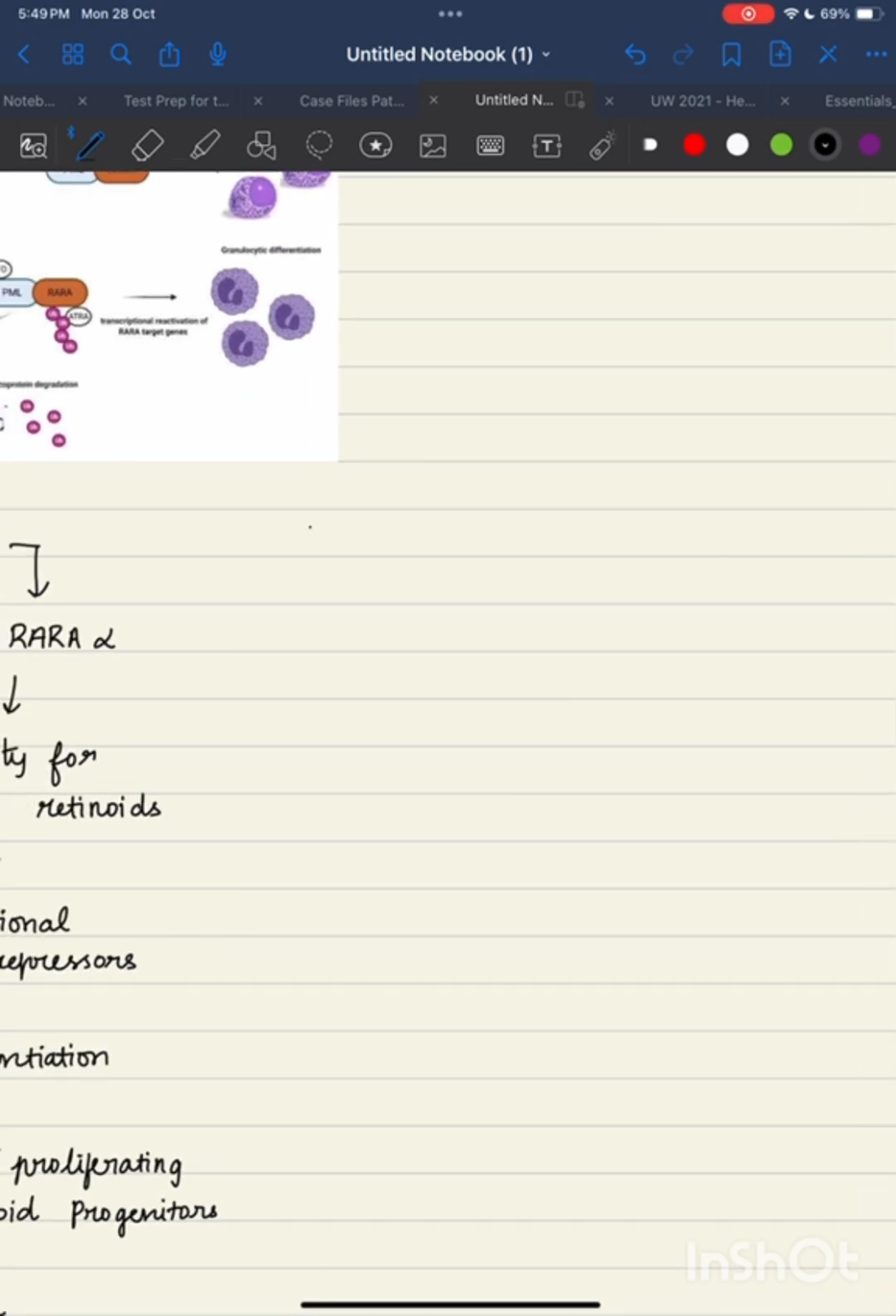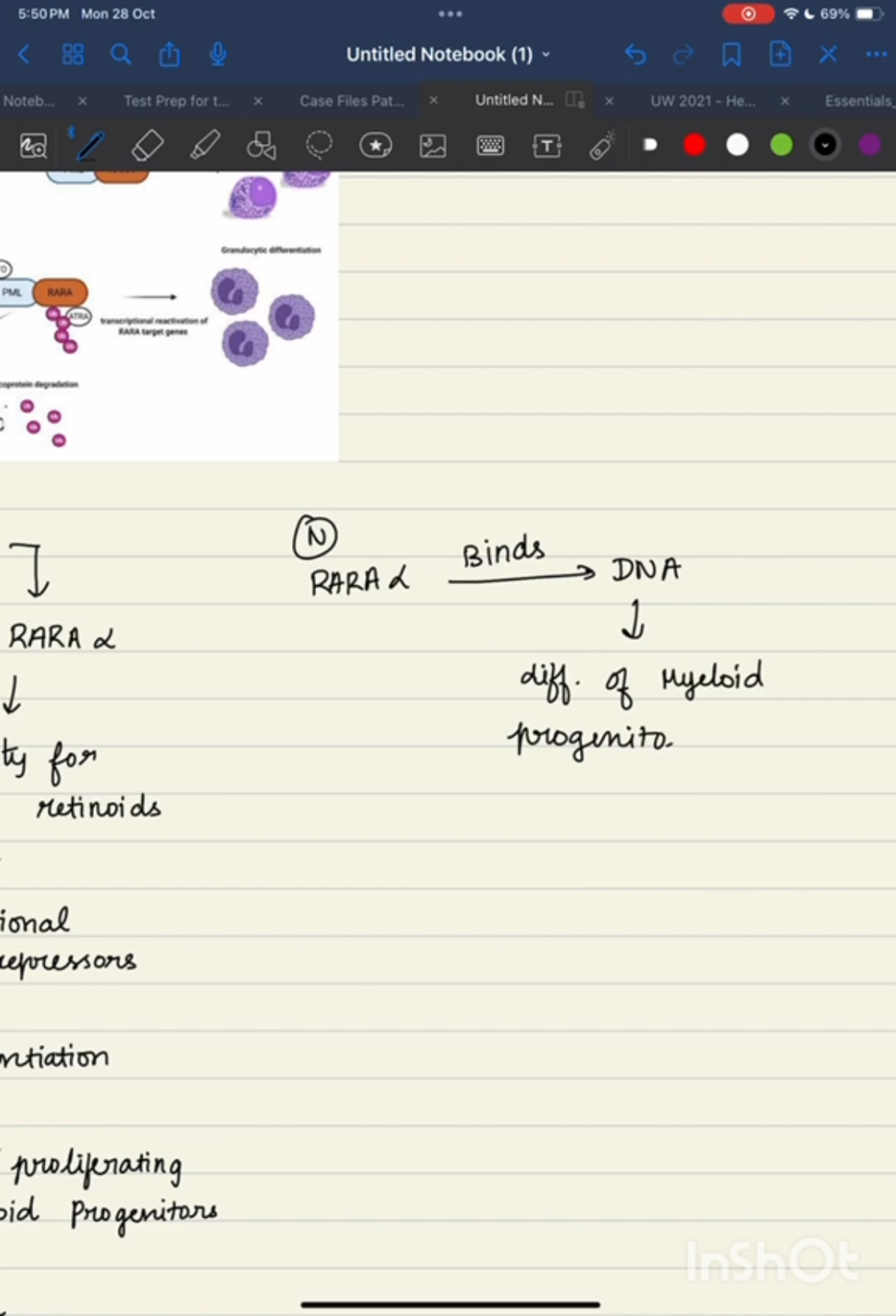What happens normally? Normally the RARA gene binds with DNA and helps in differentiation of myeloid progenitors into neutrophils. So this is what normally happens. But if there is any mutation, it won't happen.